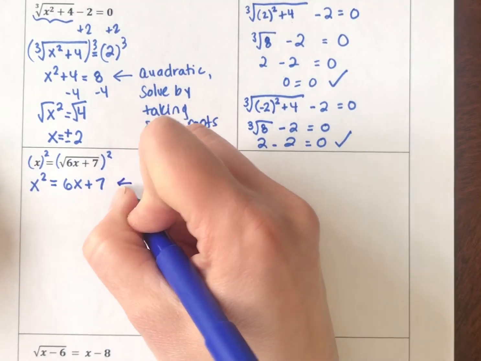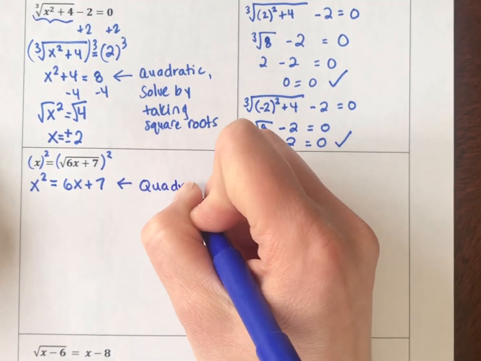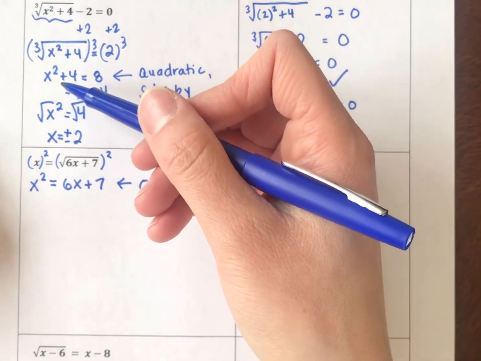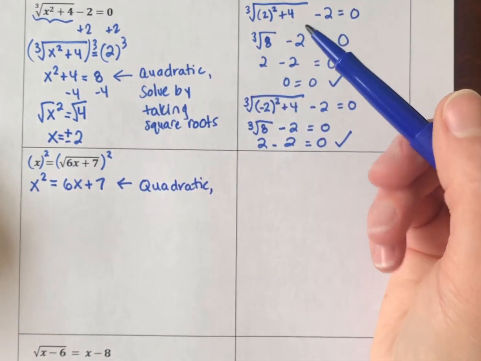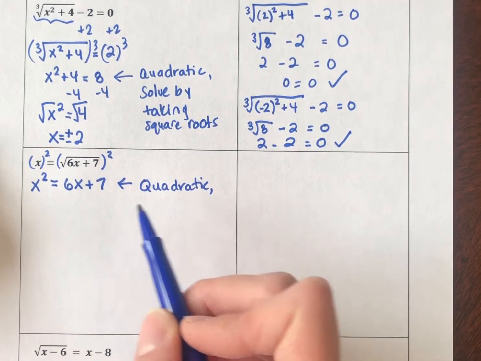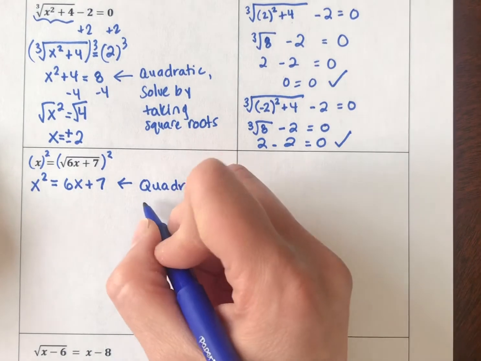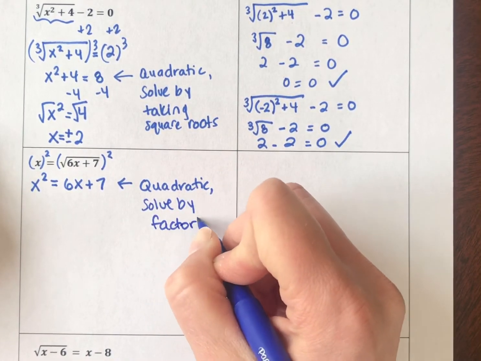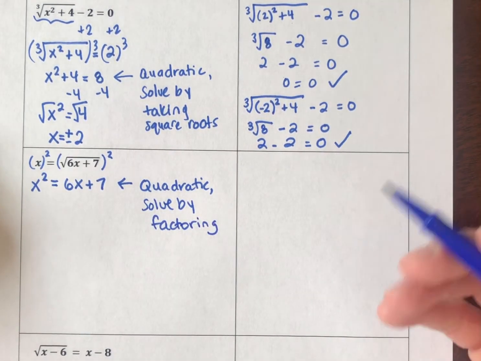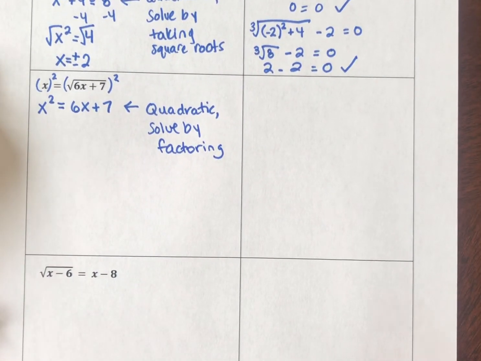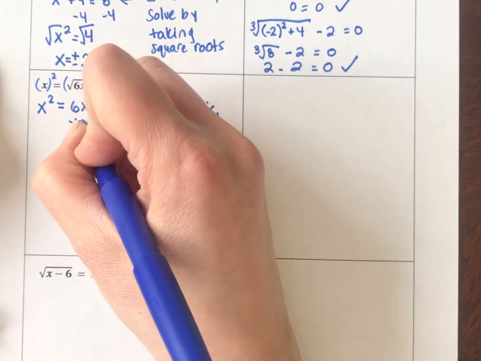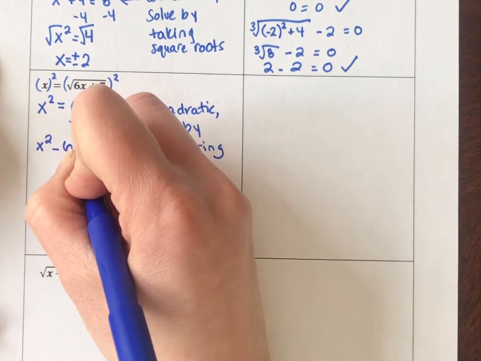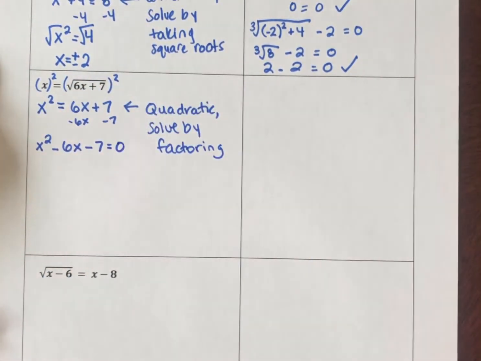So again, you notice we get a quadratic. The only thing here is that I can't do what I did above. I can't subtract a term over and take the square root of each side because I have that x term. So in this case, when you get your quadratic, we are going to have to solve by factoring. Remember, when you solve by factoring, you just want to move everything over to one side so that it equals 0. So I'm going to move 6x and 7 over to the other side. So I get x to the second minus 6x minus 7 equals 0.